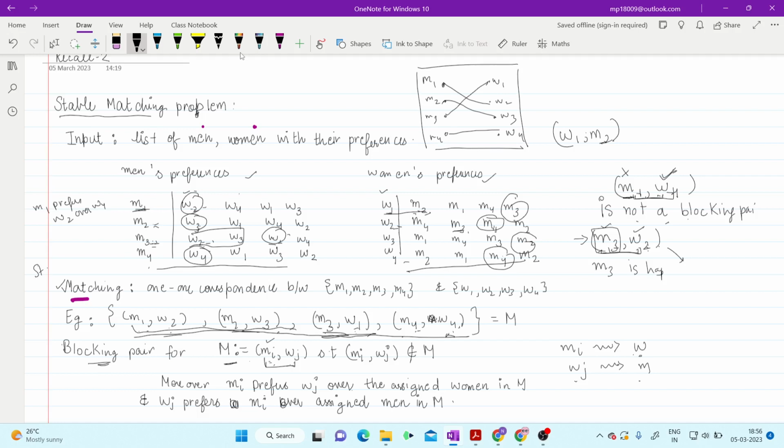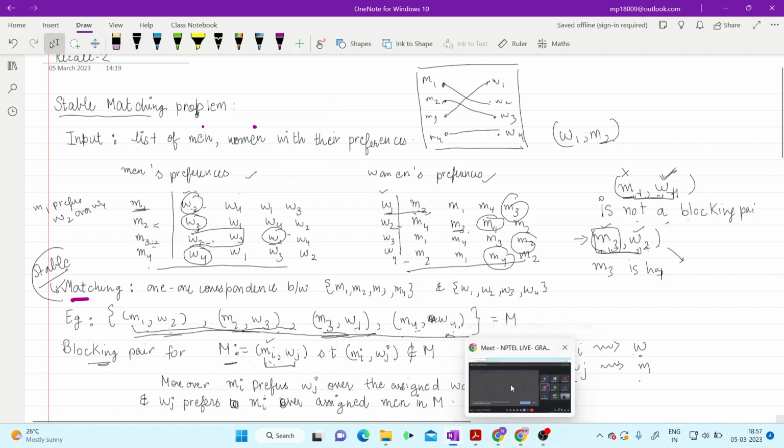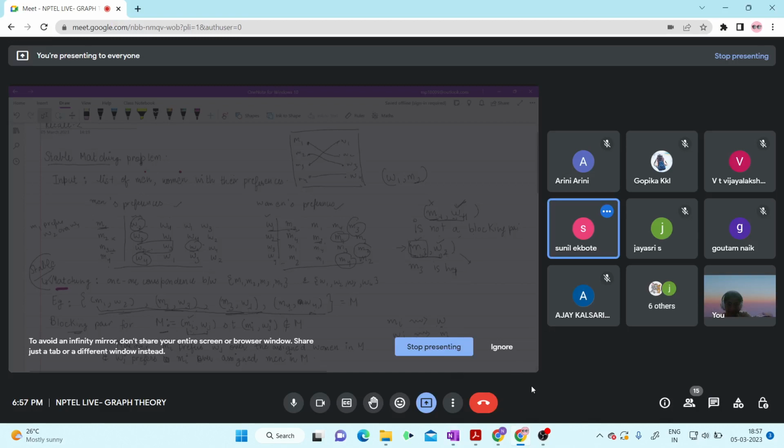A matching can be thought of as a perfect matching in this bipartite graph, but if you want to consider stable matching using this graph theoretic technique, then some weights might have to be involved. Matching is giving you a perfect matching. All the matchings are perfect matchings here.